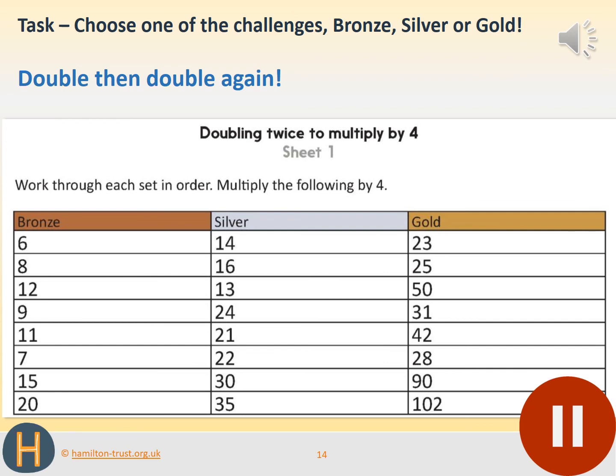In the bronze, your first set of numbers are 6, 8, 12, 9, 11, 7, 15 and 20. Silver, you have 14, 16, 13, 24, 21, 22, 30 and 35. And gold, you have 23, 25, 50, 31, 42, 28, 90 and 102.